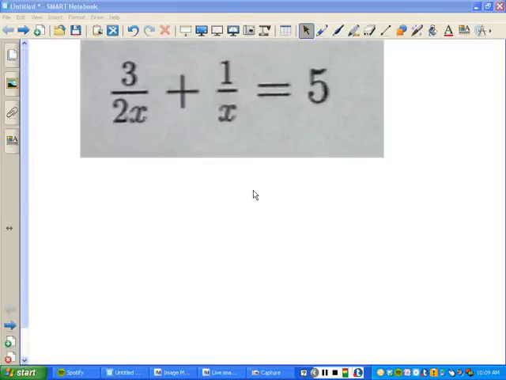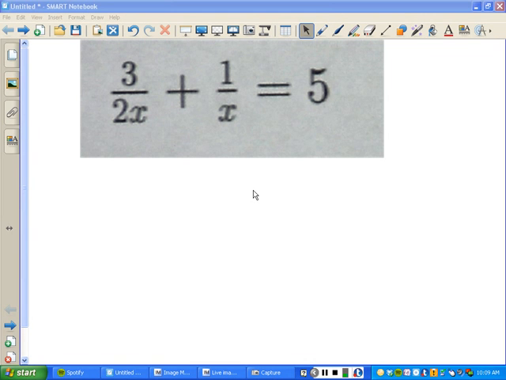You have to solve 3 over 2x plus 1 over x equals 5. What'd you do? I actually skipped that one. Okay, skipping it is not a bad idea. What'd you do? Multiplied everything by 2x. You want to multiply everybody by 2x.